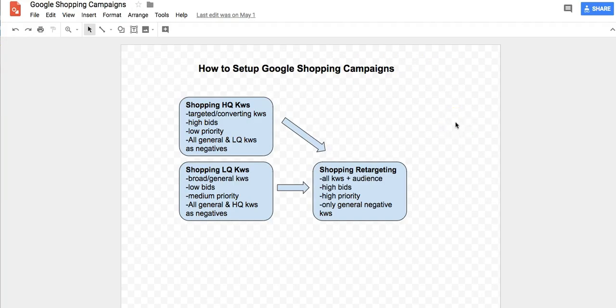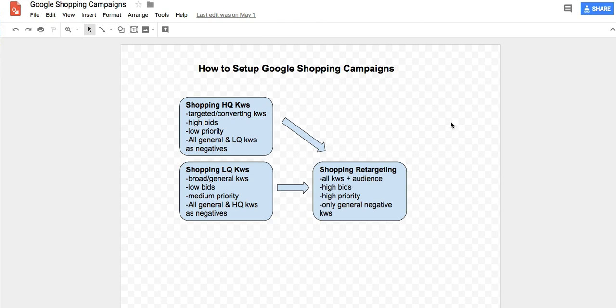The best way to think of it is to segment your Google Shopping traffic between high-quality keywords and low-quality keywords, and then a separate category of retargeting for visitors who have already interacted with your brand. Now, if you know much about Google Shopping campaigns, you're probably thinking that won't work because Google Shopping does not allow you to target keywords that you want to advertise for. However, Google Shopping does allow you to use negative keywords, and so we're going to essentially use the negative keyword function to force Google AdWords to separate high-quality keyword traffic from low-quality keyword traffic.